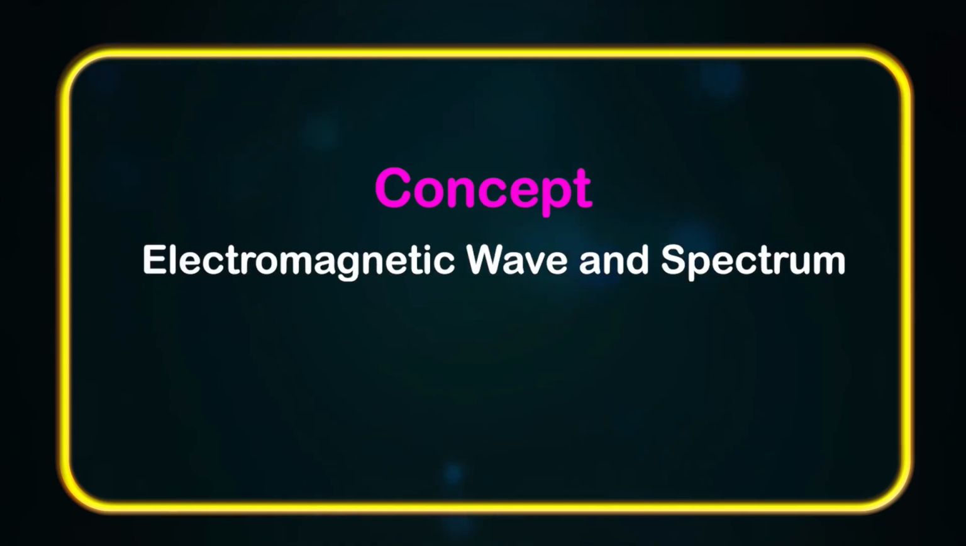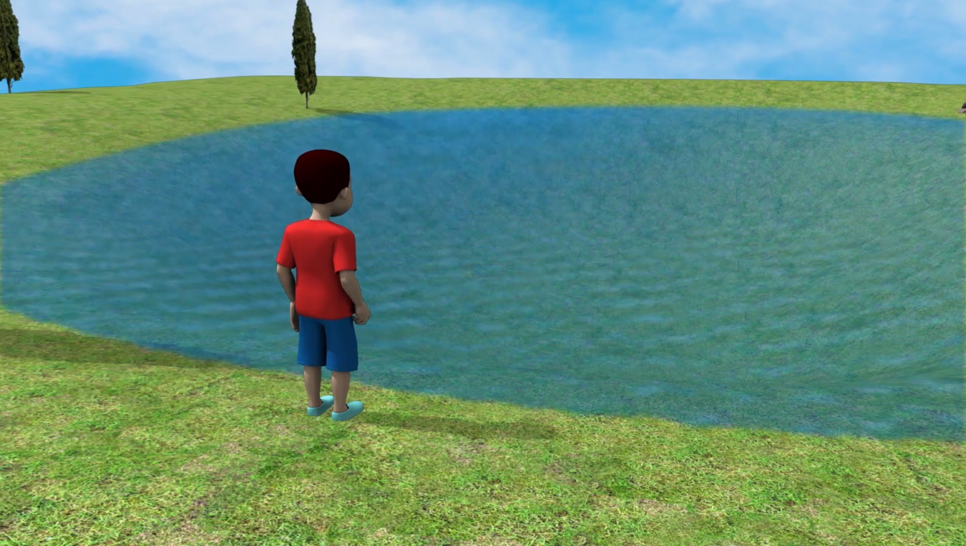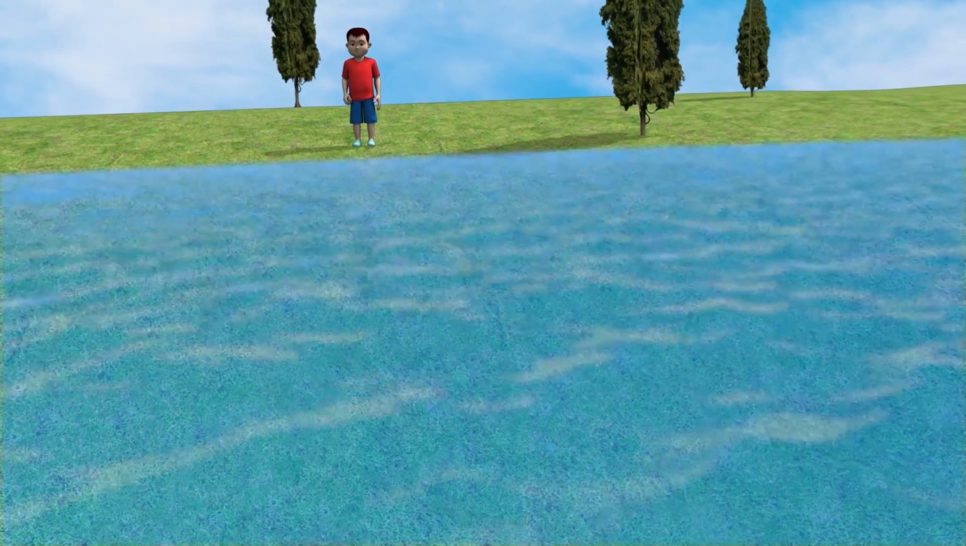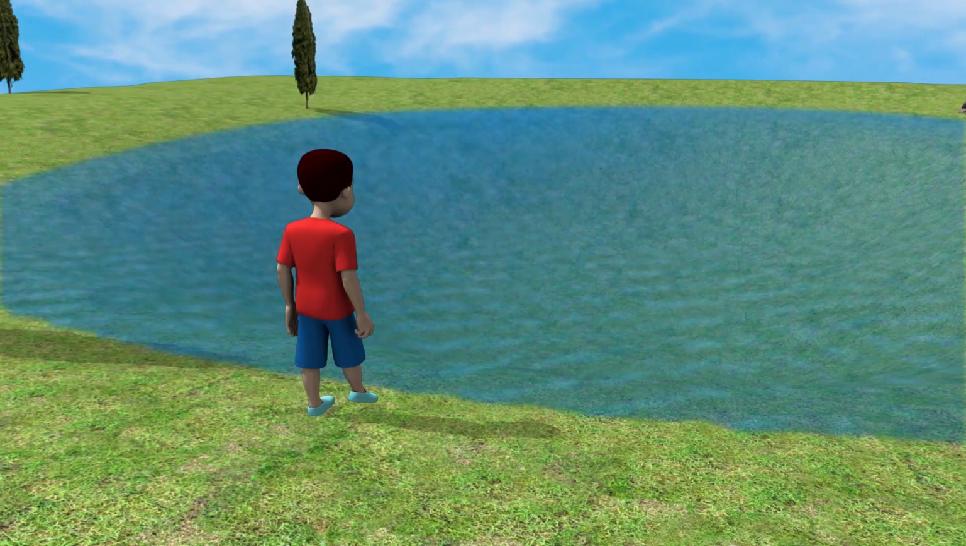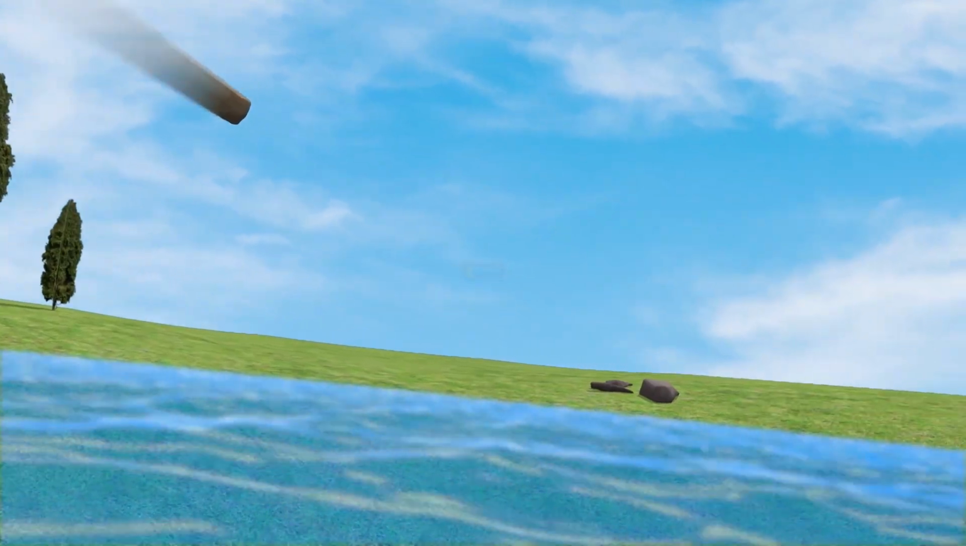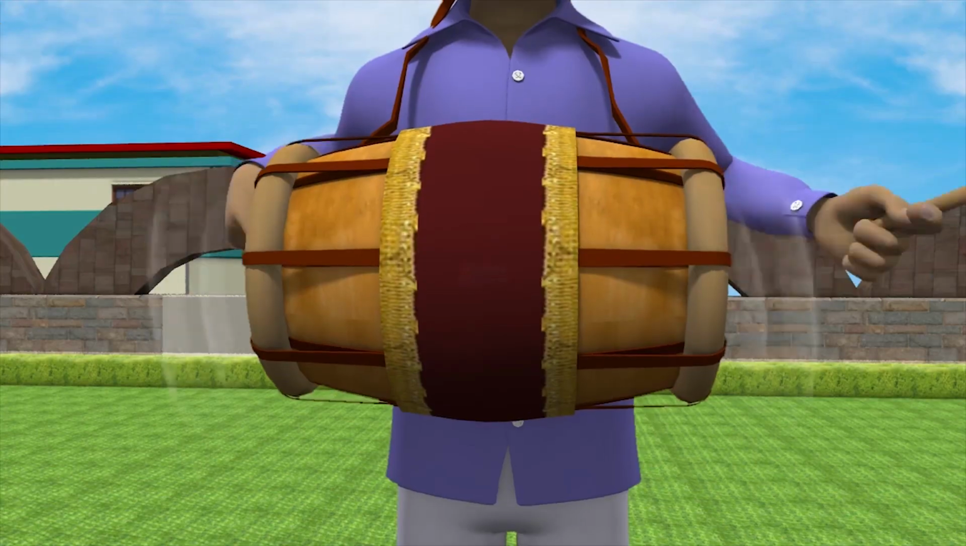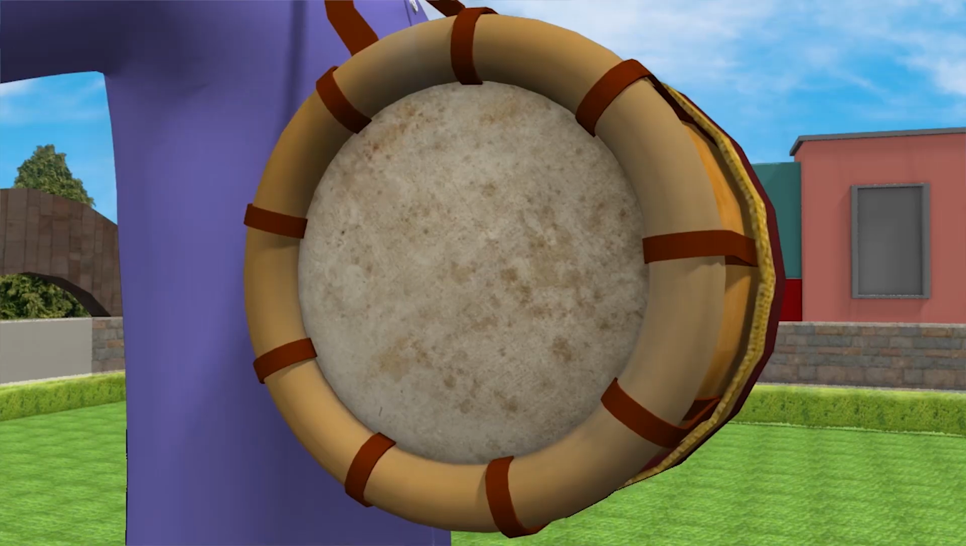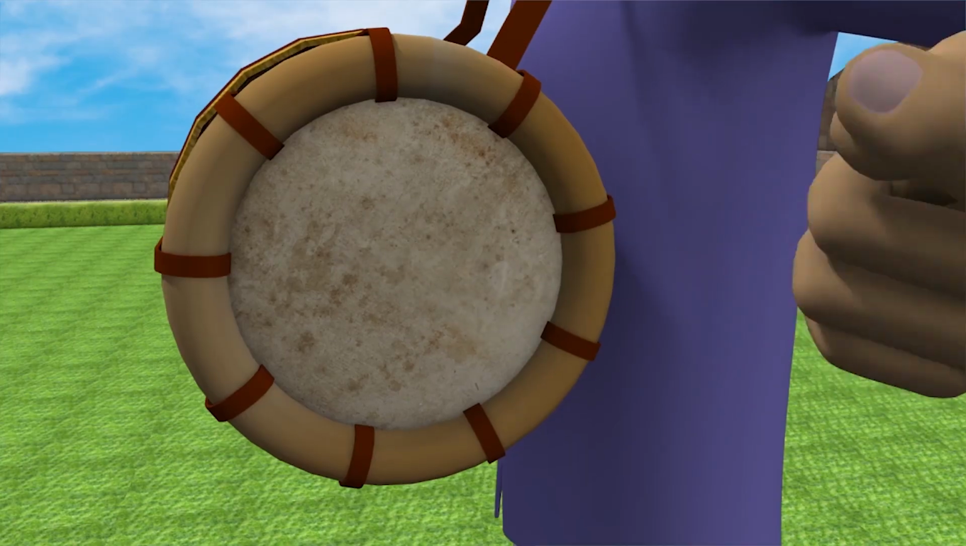Electromagnetic wave and spectrum. To understand electromagnetic wave, let us take some examples. When a stone is thrown in the still pond, the pond is disturbed and water ripples are seen. They are formed to transmit the disturbance in the form of waves. When a drum is beaten, it vibrates and sound is produced.